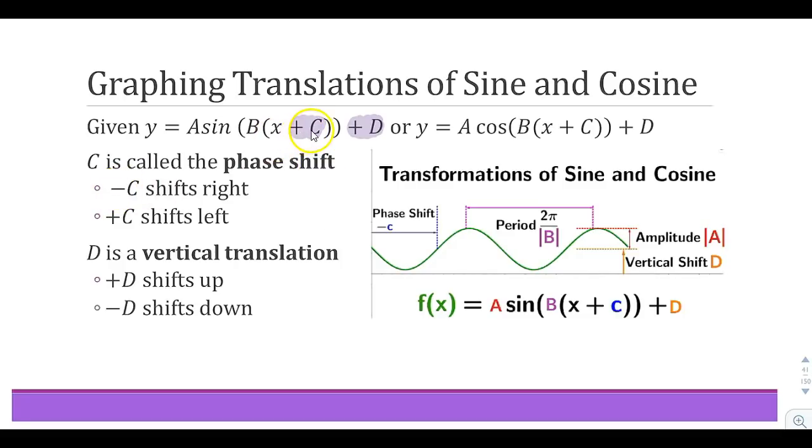If it's a minus c, then the whole graph shifts to the right. If it's a plus c, a positive c, then the whole graph shifts to the left. The value of d that's on the outside of the function, either in the back or it could be in the front, is called a vertical translation. If it's a positive d, it's going to shift the graph up. If it's a negative d, it's going to shift the whole graph down. So we can see here this minus c of a phase shift is going to shift everything to the right. If I have a vertical shift plus d, it's going to move everything up. And we still have our idea of amplitude and of period.